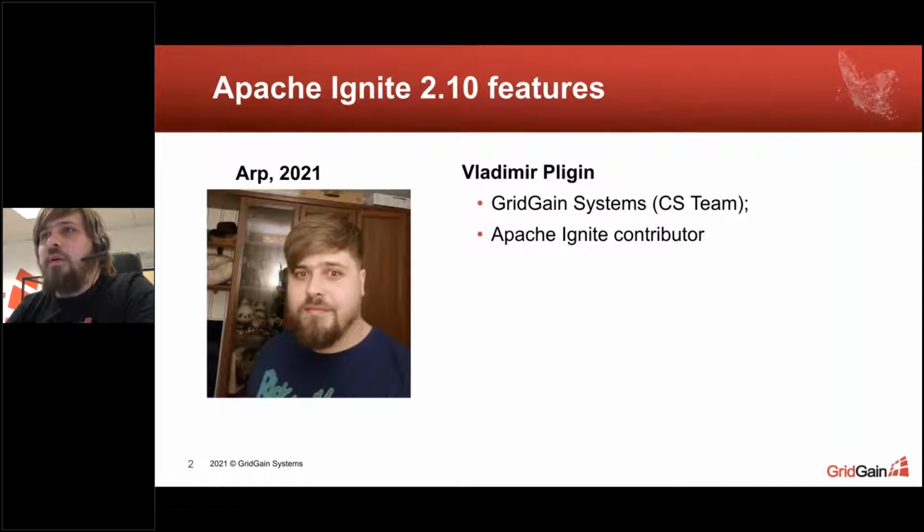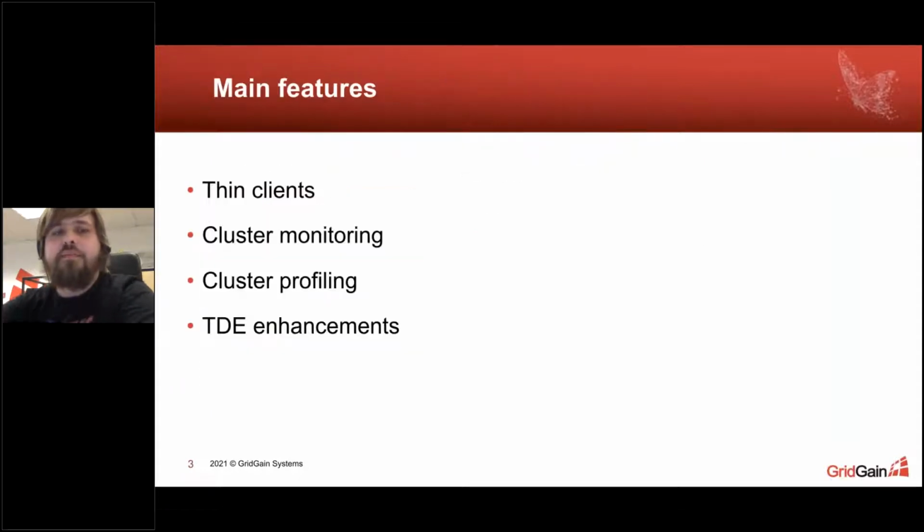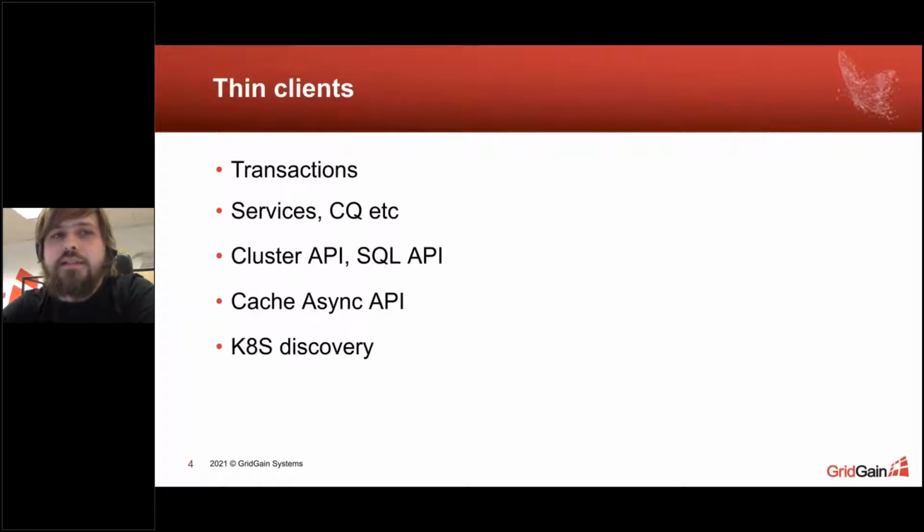So, let's start. Well, I believe there are four main streams of features that became available in Apache Ignite 2.10. First one is thin clients. Second one is cluster monitoring. The third one is cluster profiling. And the last one is transparent data encryption enhancements. So I'm going to focus on them one by one. And let's start with thin clients.